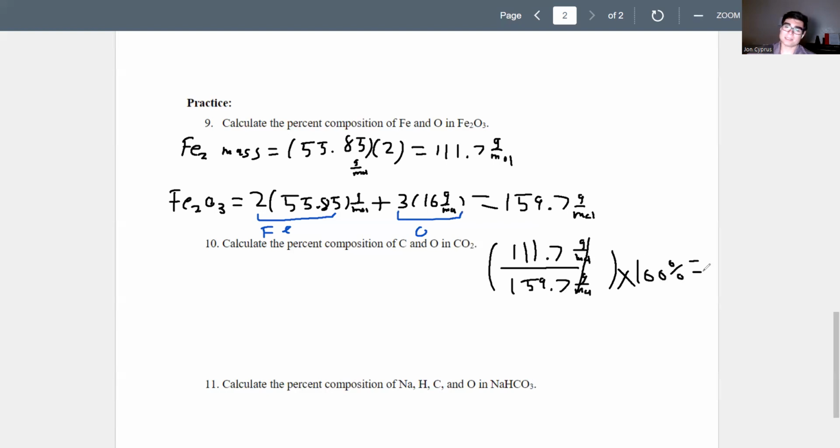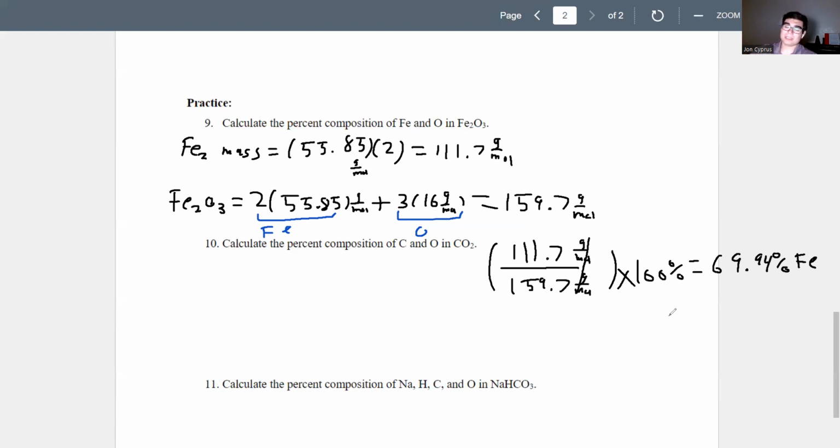With any percent, you divide something by something else and you multiply it by 100%, right? So you have 20 tomatoes out of 100 fruits, 20 divided by 100 times 100%. That's 20% tomatoes. So we go ahead and divide this. And we get 69.94% iron, right? Because the iron is on top. So comparing iron to this whole thing. So this is 69.94% iron.